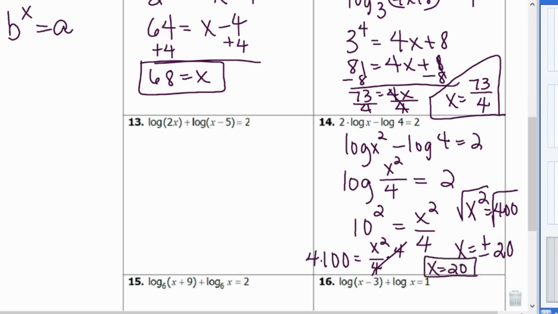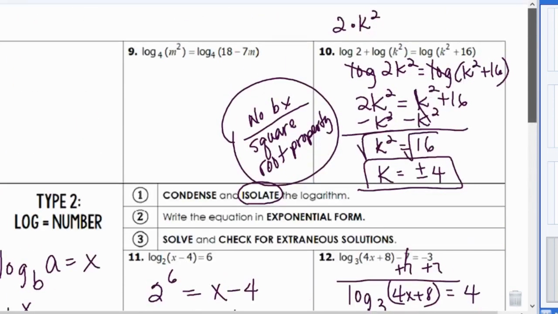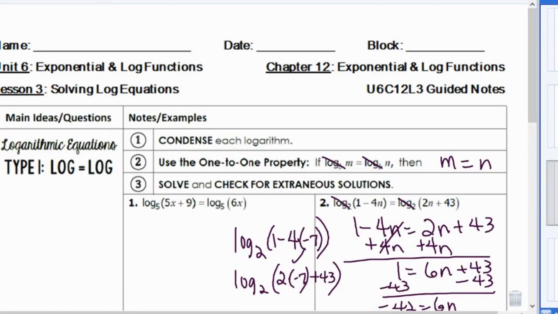And the way that you would discover that is by plugging that back in and checking that solution. So there's your notes for lesson number 3 on solving logarithmic equations.